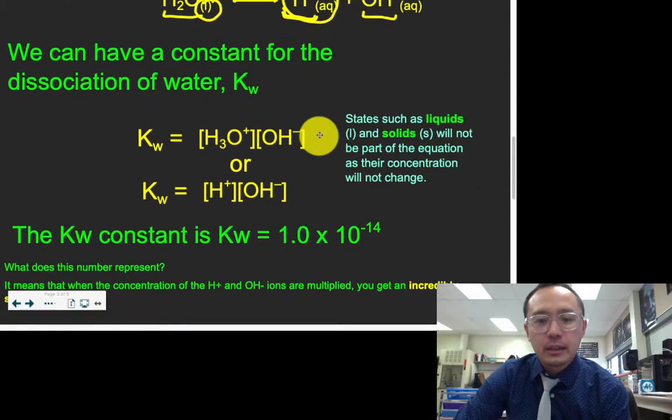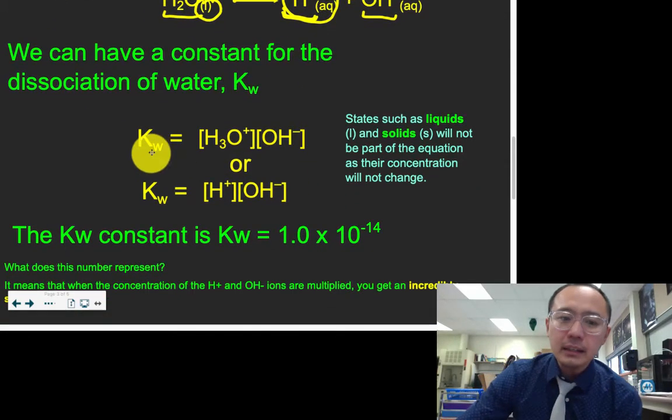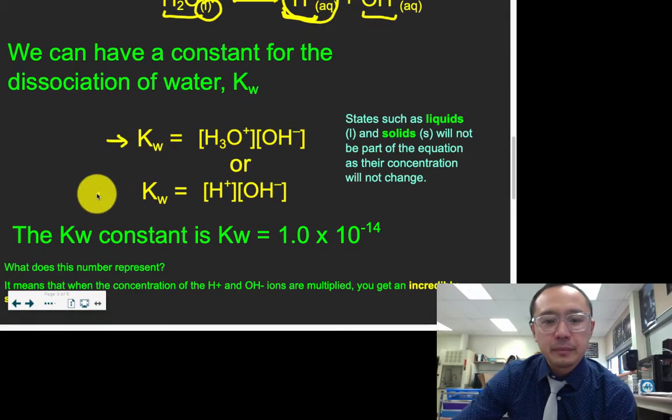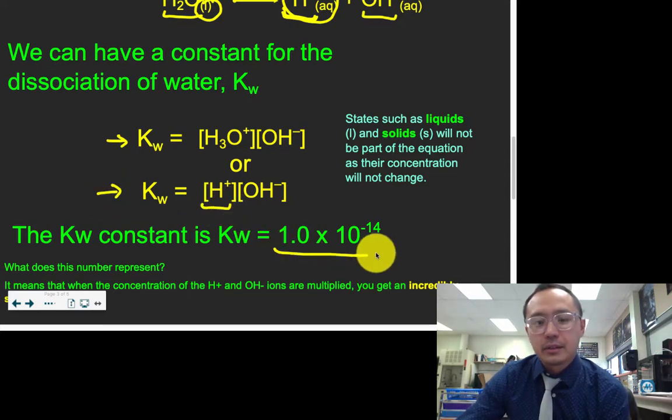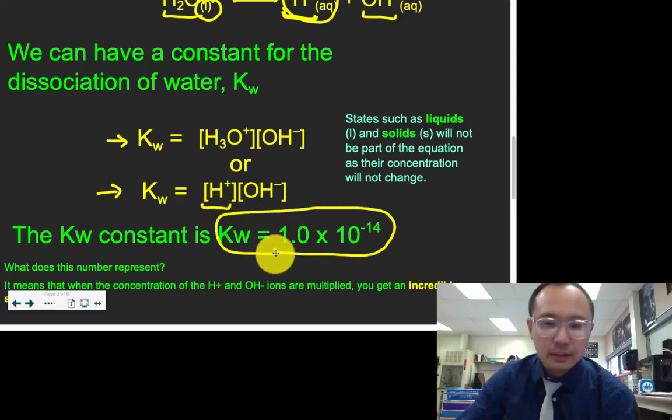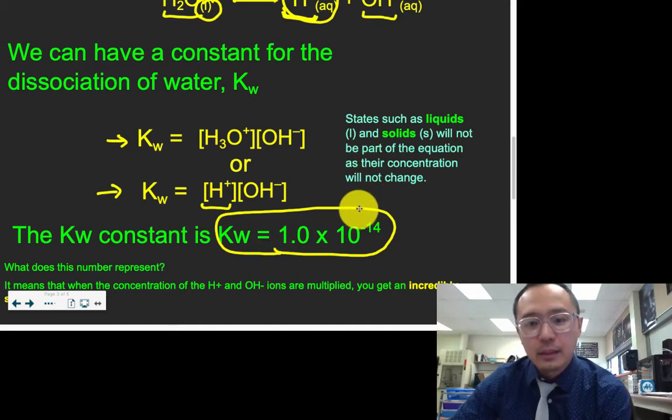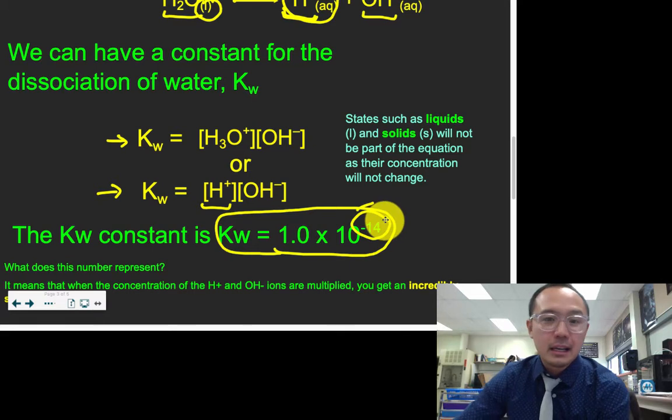So if we look at this, here's my Kw for your hydronium, here's my Kw for your proton, and the Kw constant is this. This is a constant number that is always going to be present at room temperature. What does this number represent? What is this telling you? You can see that it is a very small number. It's times 10 to the negative 14.